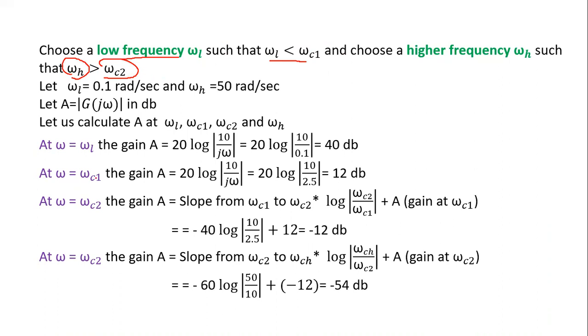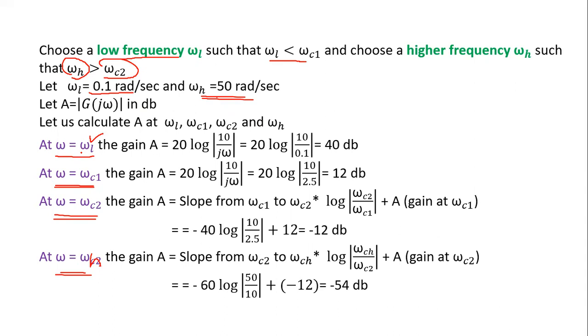For the 4 corner frequencies, we need to identify the gain. When omega is equal to omega L, the lower corner frequency, we are taking 0.1 radians per second. Omega C1 is 2.5 radians per second, omega C2 is 10 radians per second, and at omega equal to omega H, we assume 50 radians per second. Now at these 4 corner frequencies, we need to identify the gain.